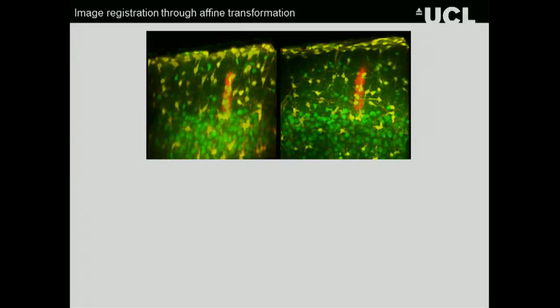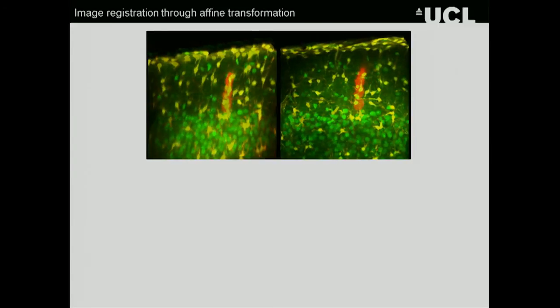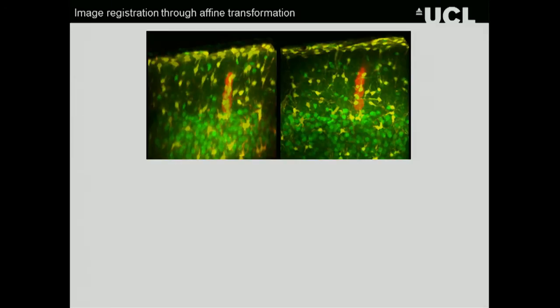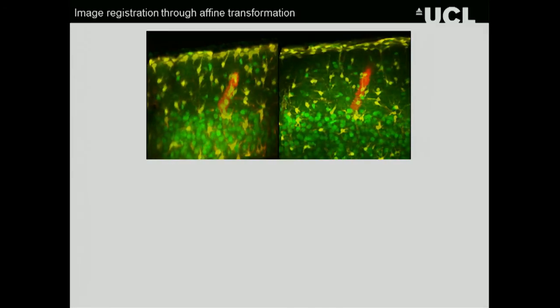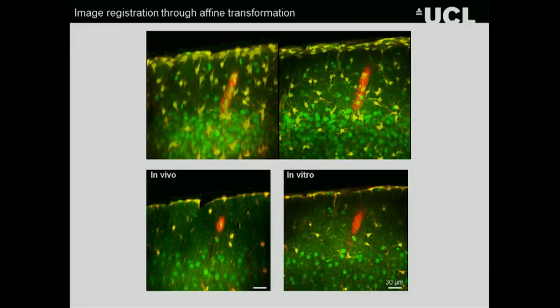In vivo, we take a stack from the top. In vitro, we take a stack from the side, and in addition, many cells die. The slice sags in the middle. There's no blood vessels, so there's a lot of distortion in it. And despite that, we can recover the identity of about 93% of the cells that have been imaged in vivo, which is quite remarkable.